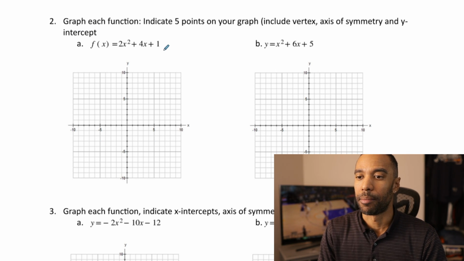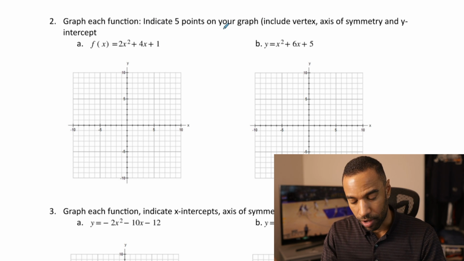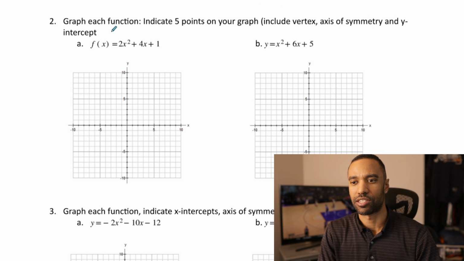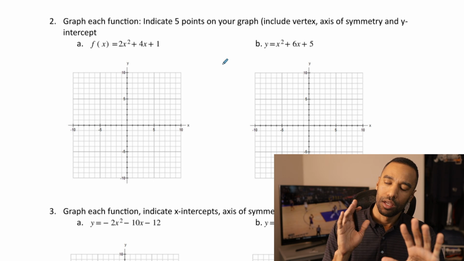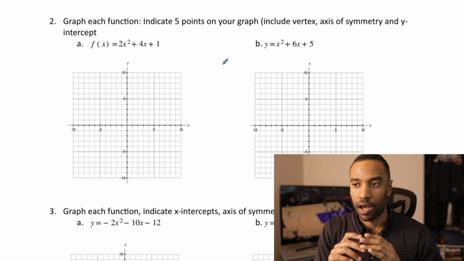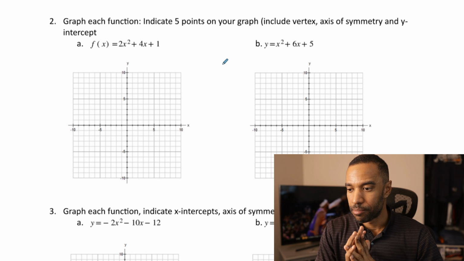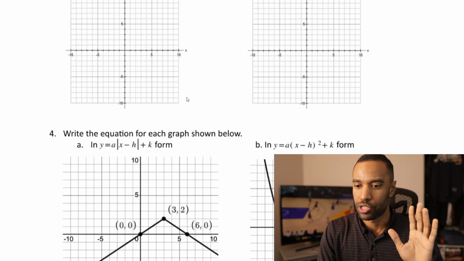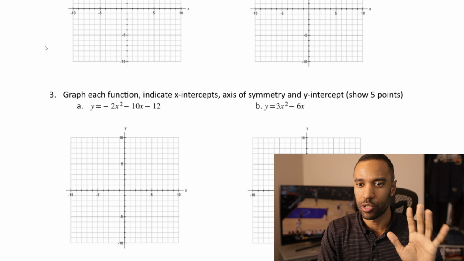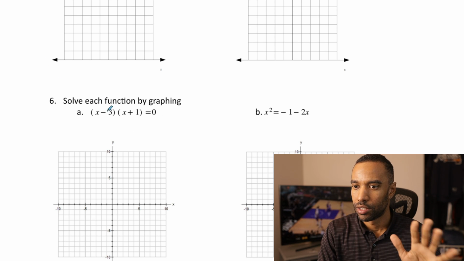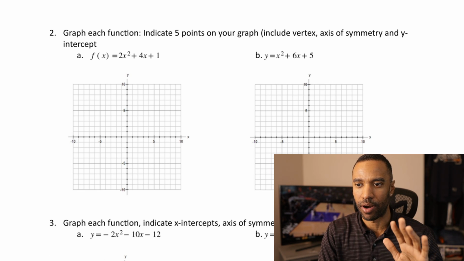Okay. Number 2, graph each function, indicate 5 points or more. Include vertex, axis of symmetry, and y-intercept. These questions are different when it comes to, and actually, let me check and see what's factorable. Some of these look factorable, so let me see what kind of has moving forward. Okay, this one's factored, but it says solve by graphing, a different kind of question.